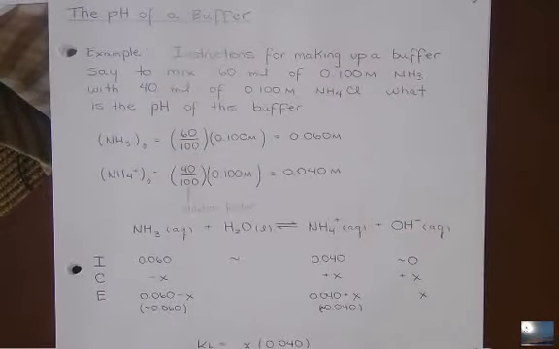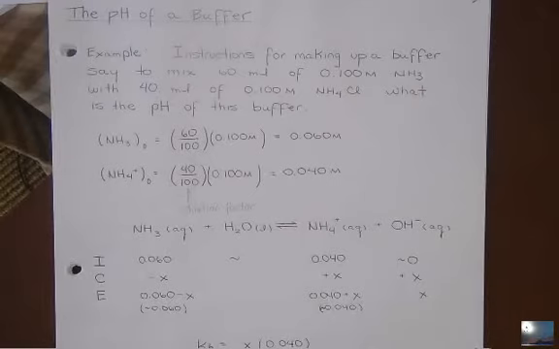Okay, how do you measure the pH in buffers? It's actually very simple, right? We kind of did one in the example before. So let's take a look at this example. In this example, instructions for making up a buffer say to mix 60 milliliters of 0.1 molar ammonia with 40 milliliters of 0.1 molar ammonium chloride. Question is, what's the pH of this solution?